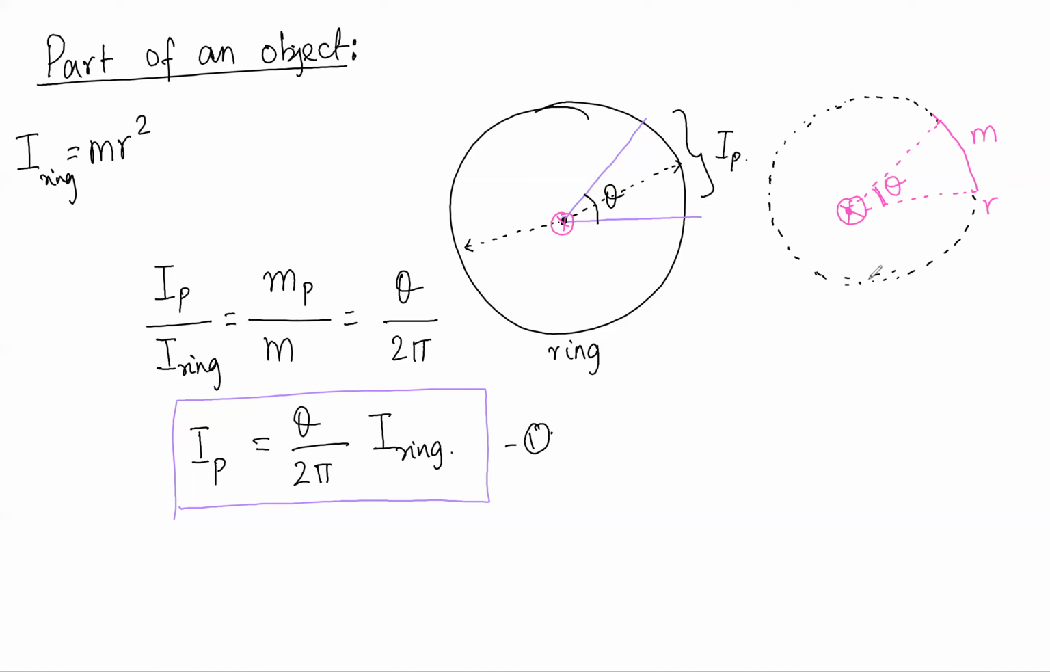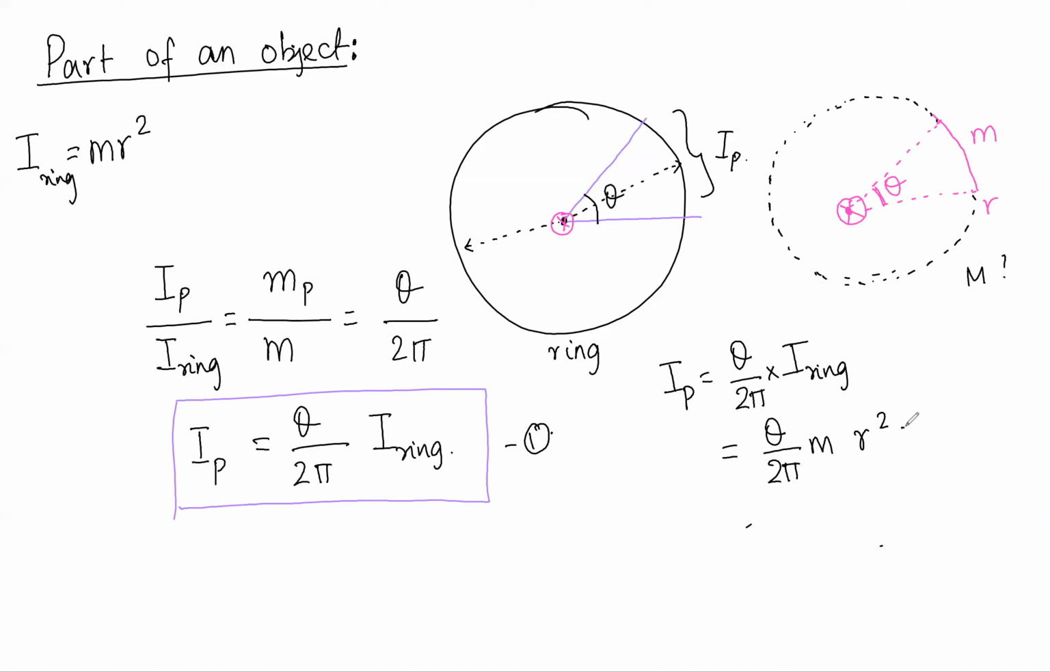So if it was a ring, the moment of inertia would be for the entire ring. The mass would also be different, because the mass of a small part is m. The mass of the entire ring would be something else, maybe capital M. Now I know that the moment of inertia of a part of this ring is equal to theta divided by 2 pi into the moment of inertia of the ring. I'm using the formula on the left. Now just write down the moment of inertia of the ring: theta divided by 2 pi m r square.